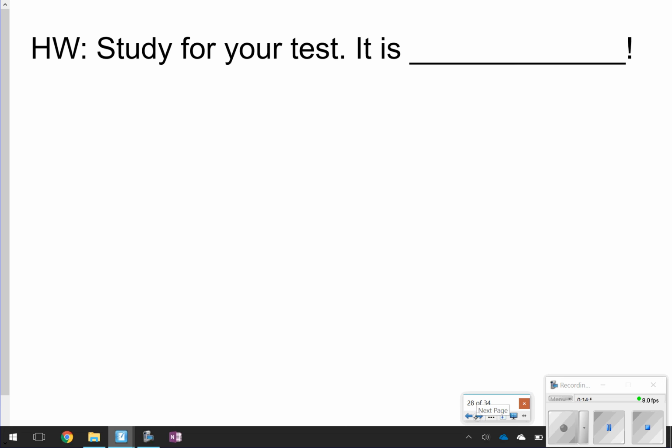That's going to conclude our test review, so just make sure that you study for your test and check your calendar to see when it is.